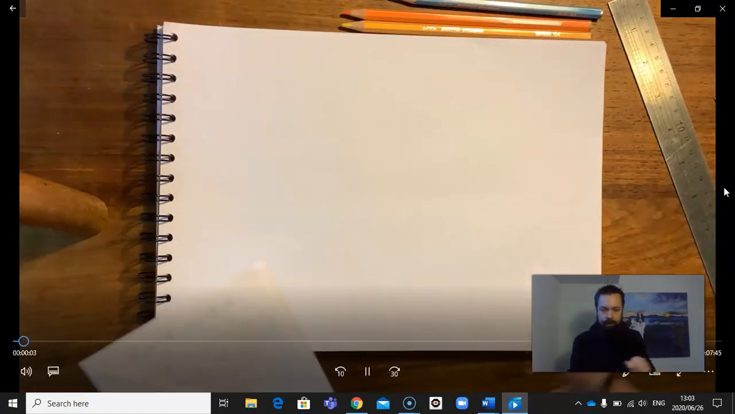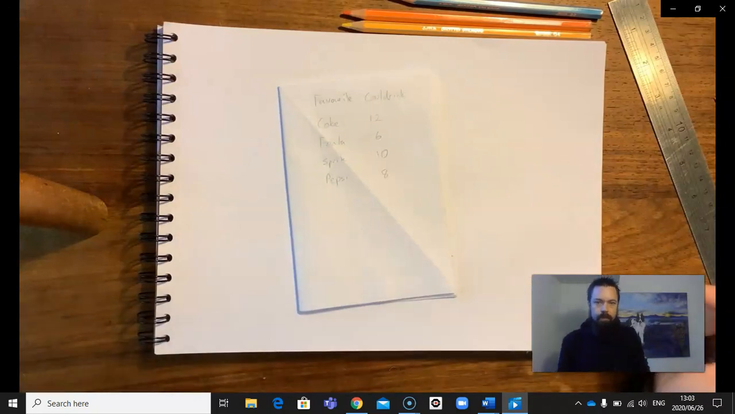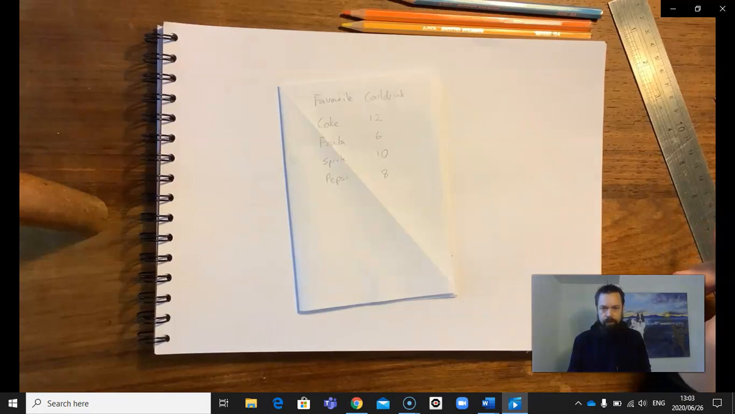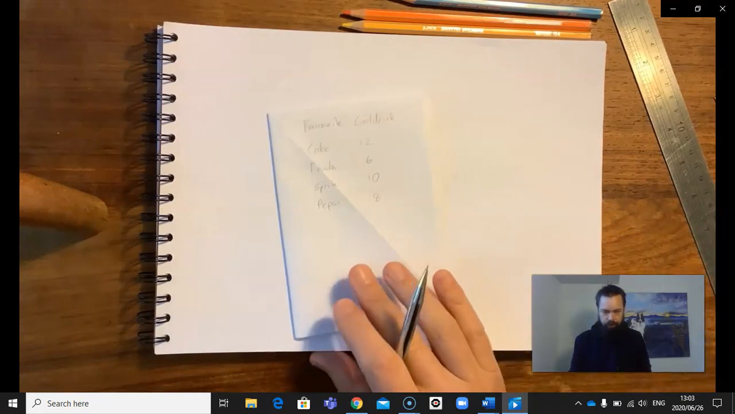Right, so I'm just going to be showing you how to construct a graph. So I've given myself the following information. We did a survey to find out children's favorite cool drink. We only gave them 4 options, so it's the favorite out of these ones. I know lots of people might have other favorites. But we had Coke, 12 people, Fanta 6, Sprite 10, and Pepsi 8. I have no idea if that's accurate. I'm not a big drinker of fizzy cool drinks.